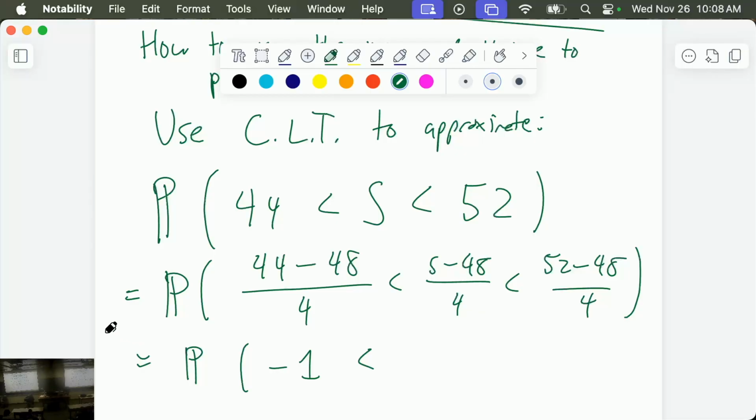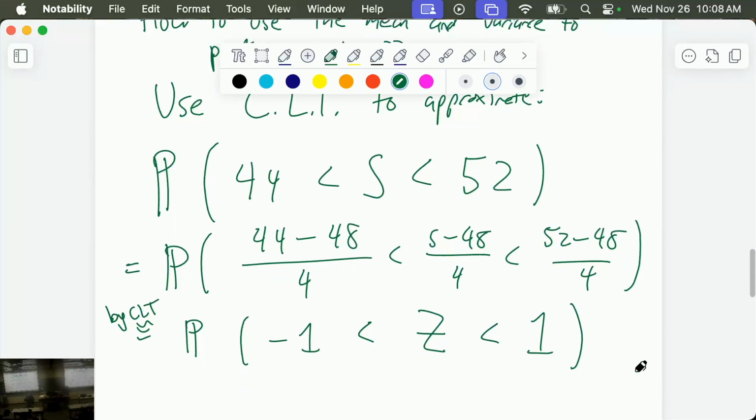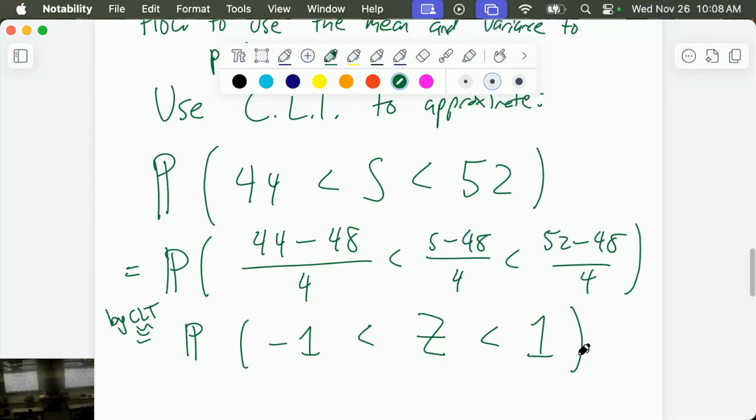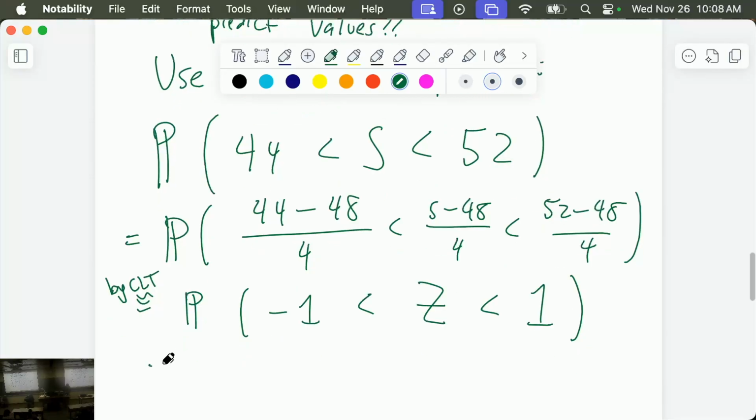By the central limit theorem, this is approximately a standard normal, which we called Z. So this is approximately the probability that a standard normal is between negative 1 and 1. This is one of those famous ones that is 68 point something percent. Now we have to give Professor Humphrey the microphone again so he can tell us more decimals. 68.26%. Okay, great.